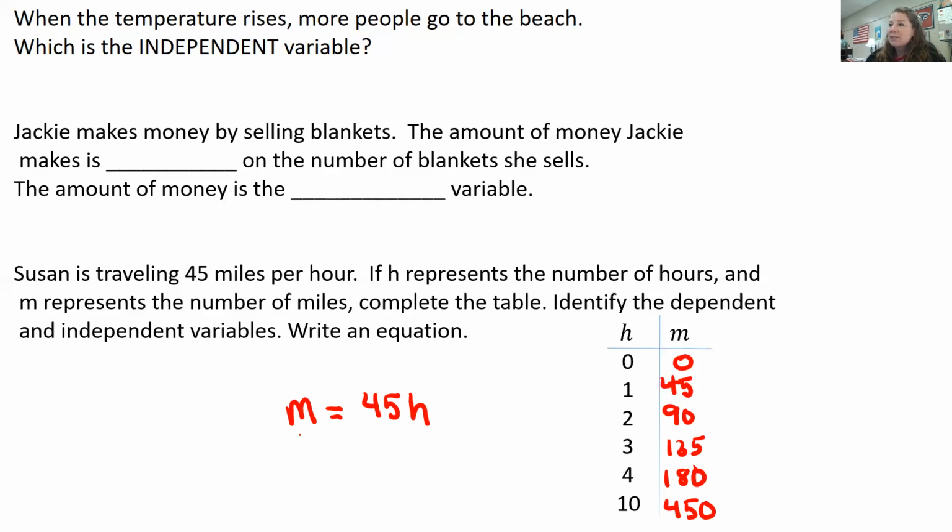So M is our dependent variable, and the number of hours is our independent variable. She could travel 1 hour or 5 hours or 10 hours, but the number of miles depends on how long she travels, right? All right, so that's about it for dependent and independent. If you just have a little conversation with yourself, well, which of these depends on the other? I think you can get it.